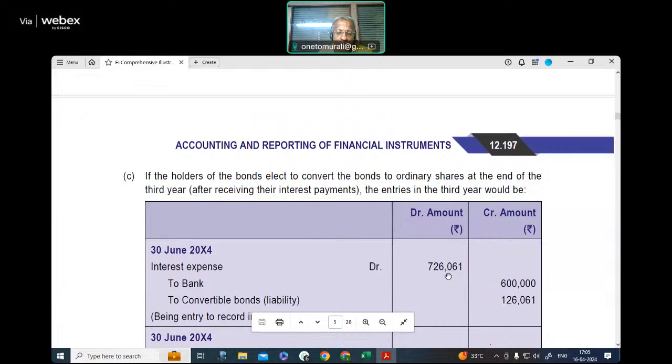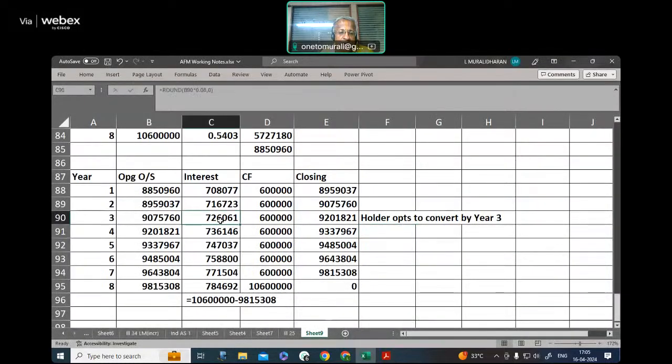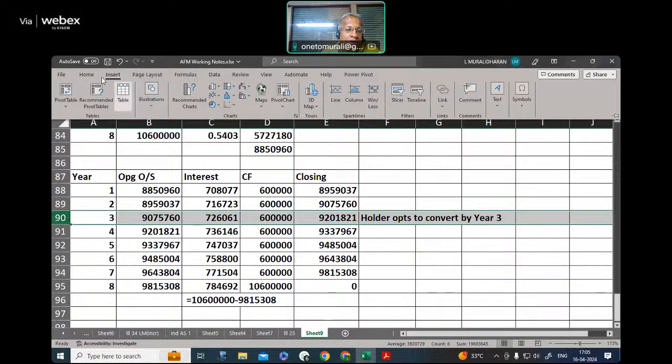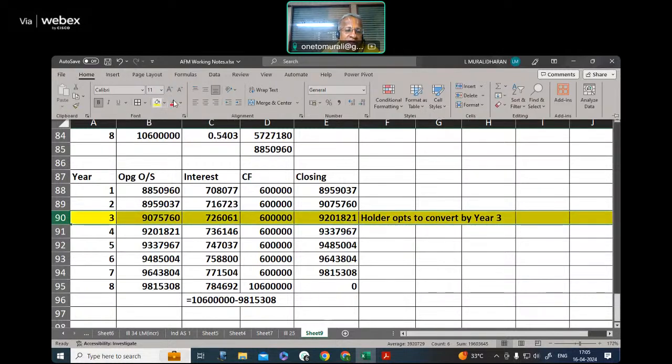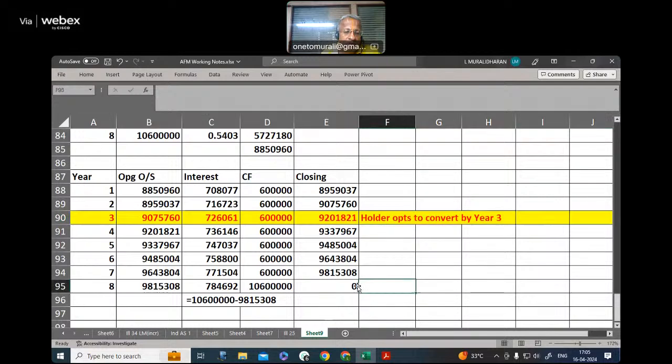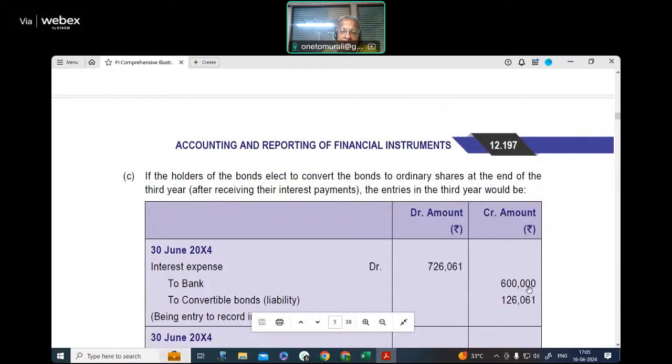So 726,061 is the interest element. So this is the one that we are expected to take up. All of you please pay close attention to this. This is the amount of interest that we would be debiting, and actually we will be paying only 6 lakhs of rupees. The difference will go to the liability account, and this will make up this 726,061.